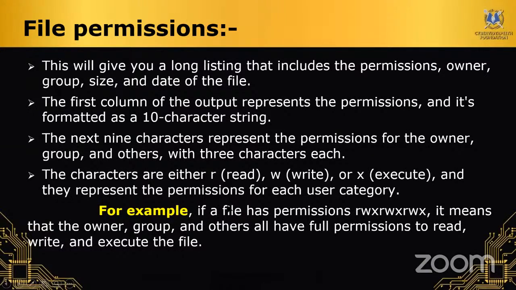For example, if our file permission is R W X R W X R W X, it means that the owner, group, and other all have full permission of read, write, and execute. The first three permissions are for the owner, then the next three are for the group, and the last three permissions are of others.